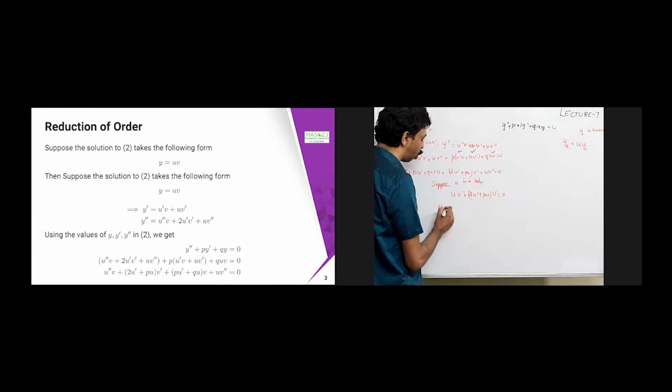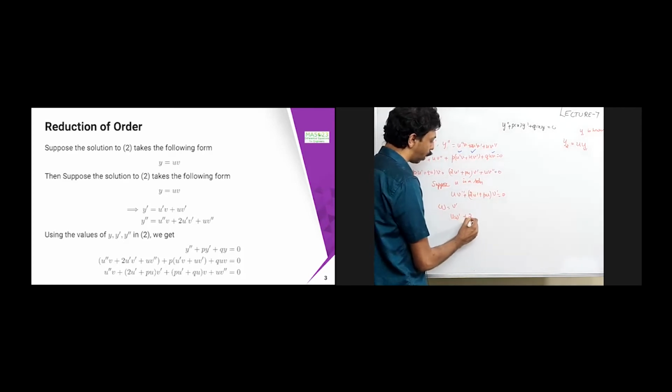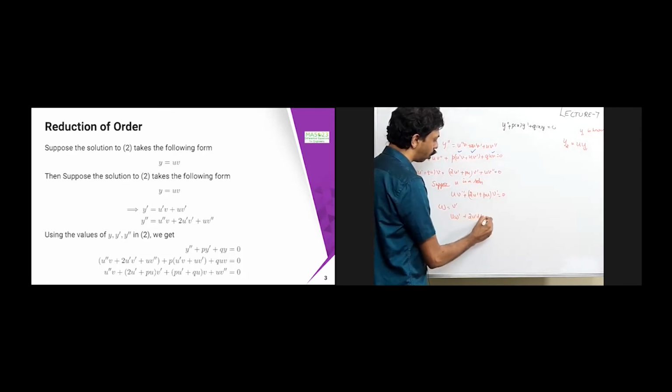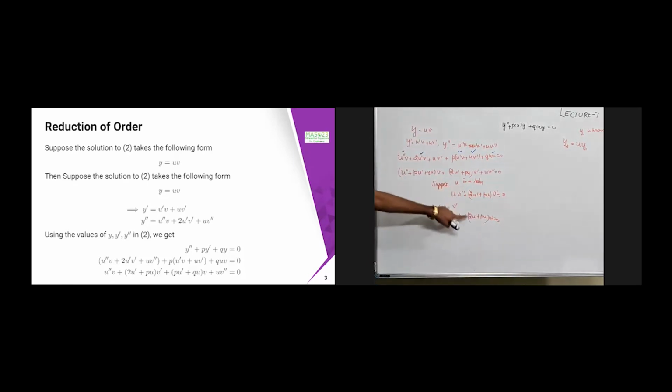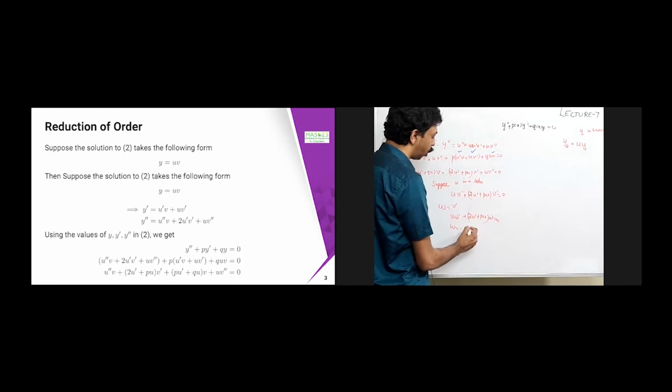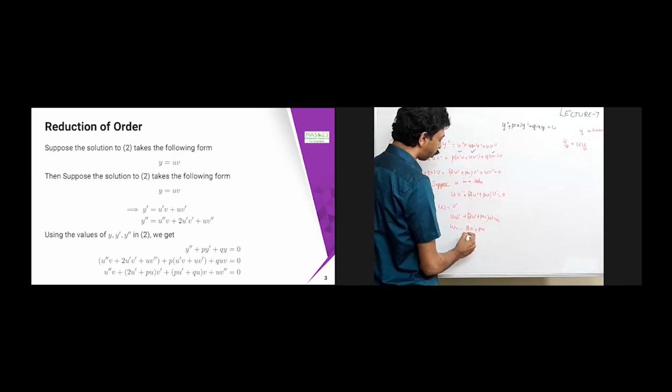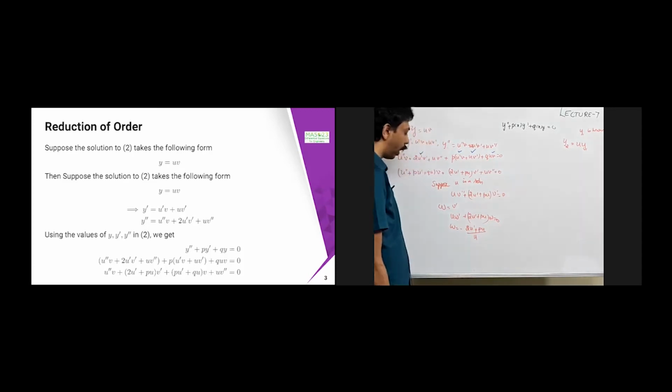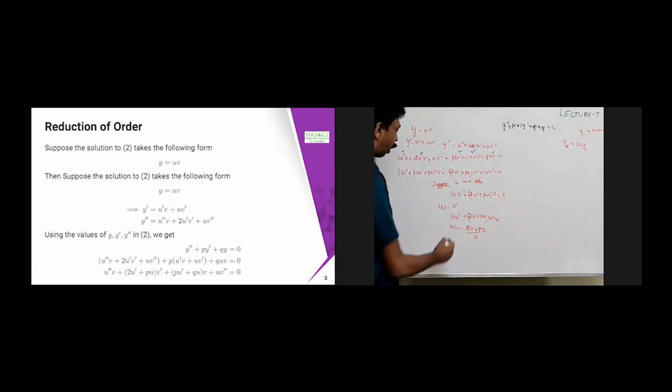Now you can substitute w equal to v dash. Then this equation I can write as u w dash plus 2 u dash plus p u into w equal to 0. You know that u is a solution, therefore this is known, this is known, this is known. Only w is unknown here. So now you can solve this problem. So w dash by w is going to come equal to minus 2u dash plus pu divided by u.